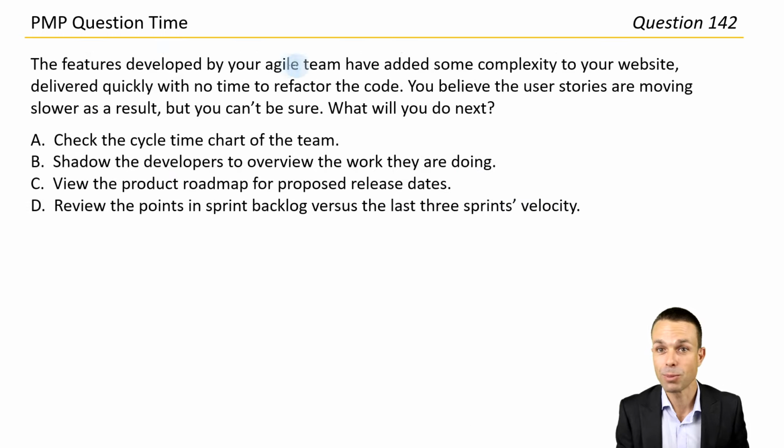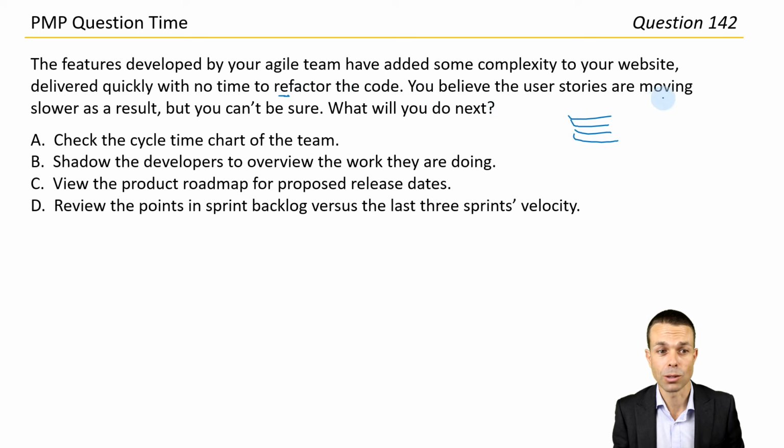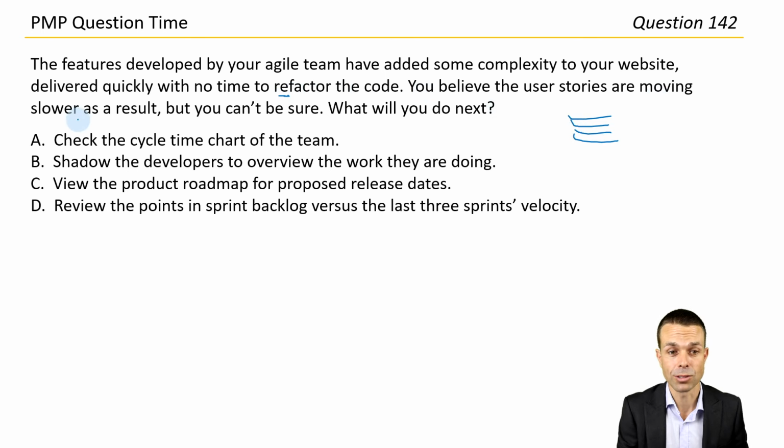The features developed by your Agile team have added some complexity to your website, delivered quickly with no time to refactor the code. So it's a bit messy code perhaps. It hasn't been refactored, hasn't been cleaned up and made nice. You believe the user stories are moving slower now as a result, but you can't be sure. What will you do next?